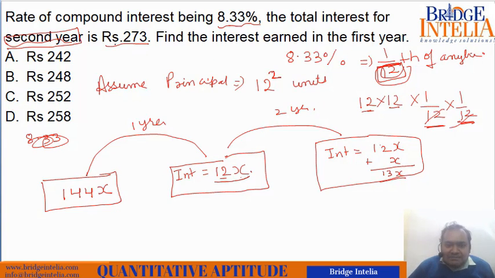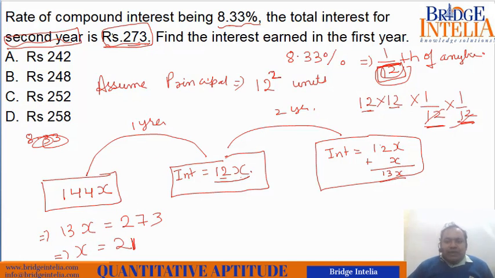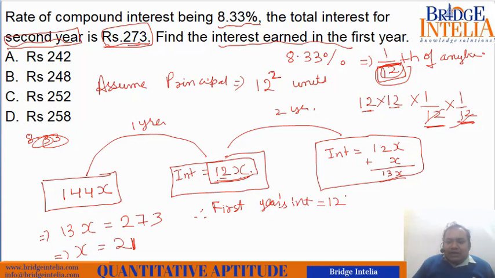As per the question, the total interest earned in the second year is 273. So you can say 13x is equal to 273. From here, x is equal to 273 by 13, so 21. Now what do we have to find? We have to find the interest earned in the first year. The interest earned in the first year is 12x, which is 12 into 21. 12 into 21 is how much? 240 plus 12, 252.